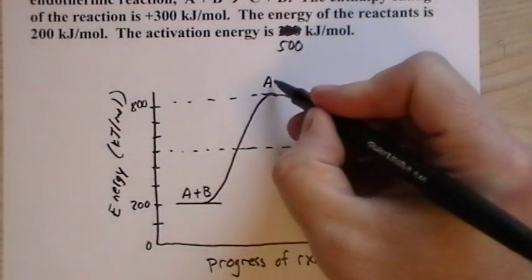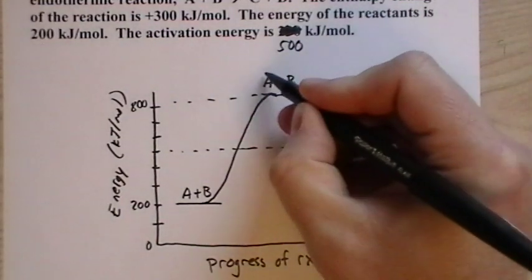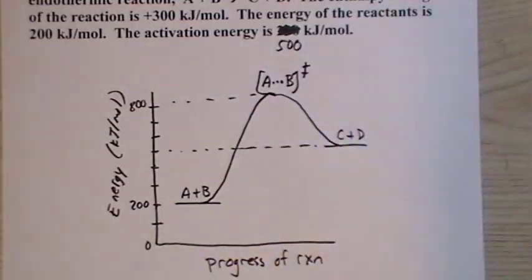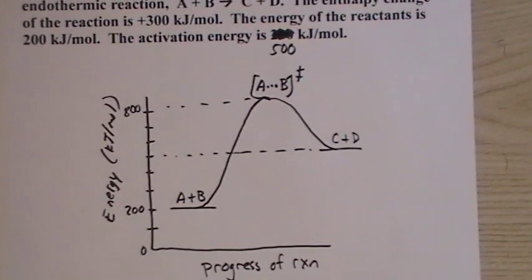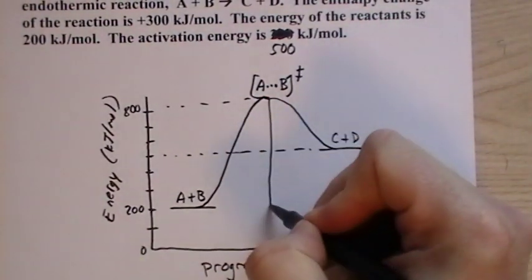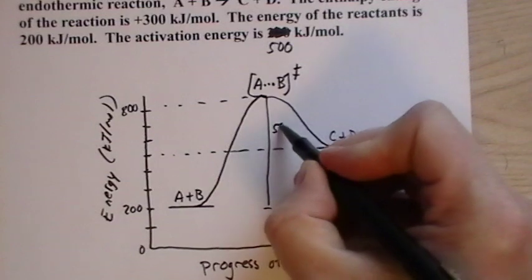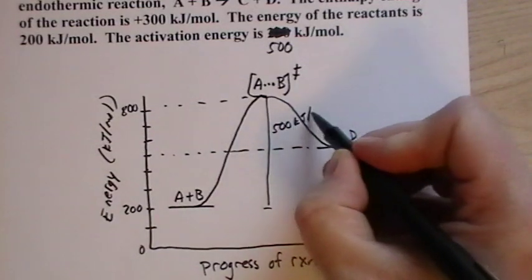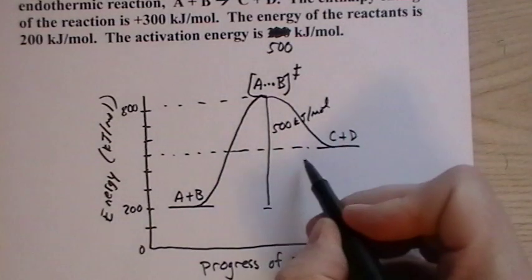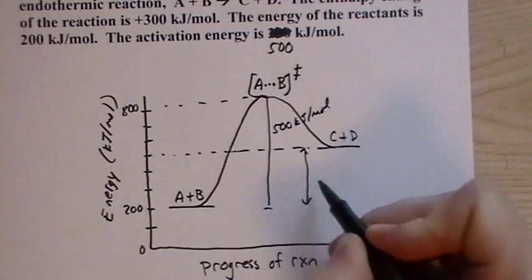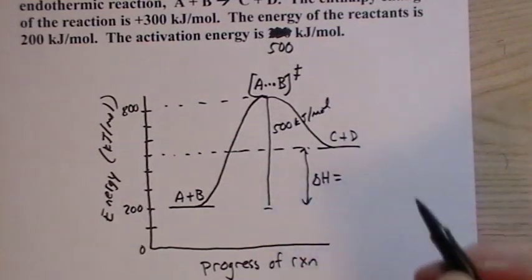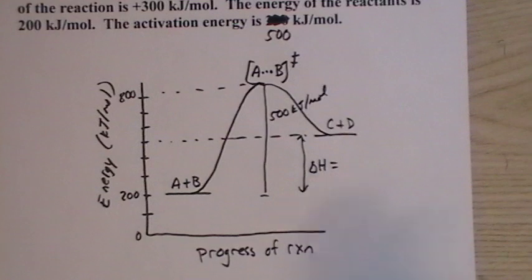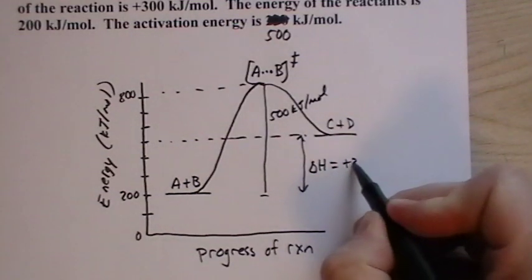At the top, you'd put in A...B is the activated complex. That's the form that it takes. And this is the activation energy. From here to here is 500 kilojoules per mole. From here to here is delta H. You went up. Instead of dropping below the reactants, it went up, so this is plus 300.